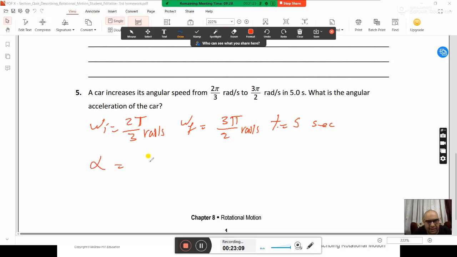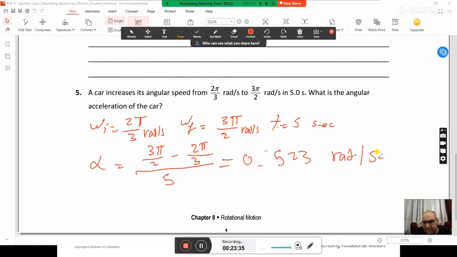Alpha is equal to 3 pi over 2 minus 2 pi over 3 divided by the total time, which is equal 5. So the angular acceleration will equal 0.523 radian per second squared. Okay, guys. Thank you for listening and study well.